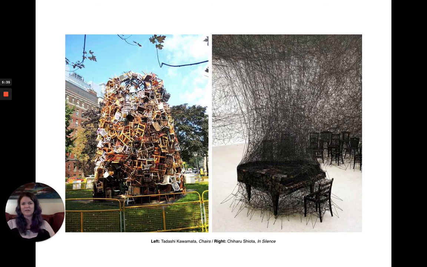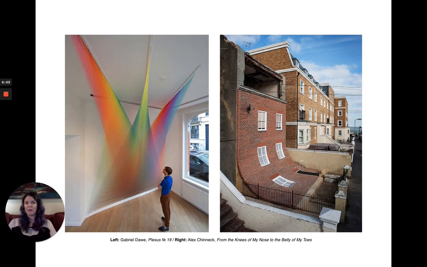In contrast, on the right, we have Chiharu Shiota, who's a contemporary installation artist, sculptor, and fiber artist. And this is one of her works called In Silence. So they both utilize chairs, and one of the main differences is in hers, you walk into this created environment and walk around inside of it, whereas with Kawamata, you're walking around the outside and you're observing it from the outside rather than going through it, okay? Let's look at a couple more examples.